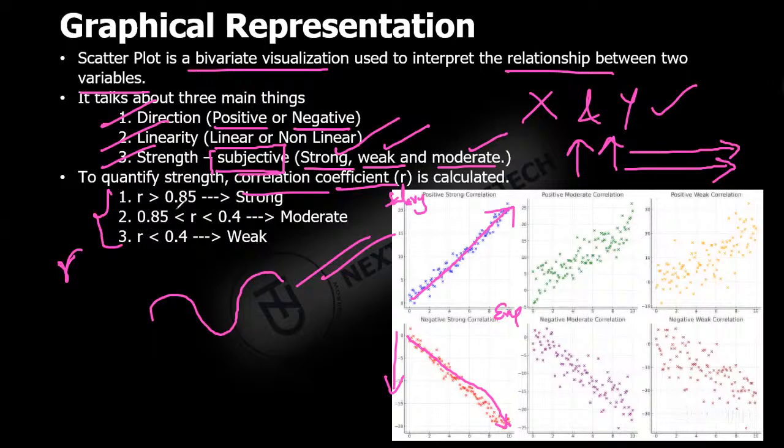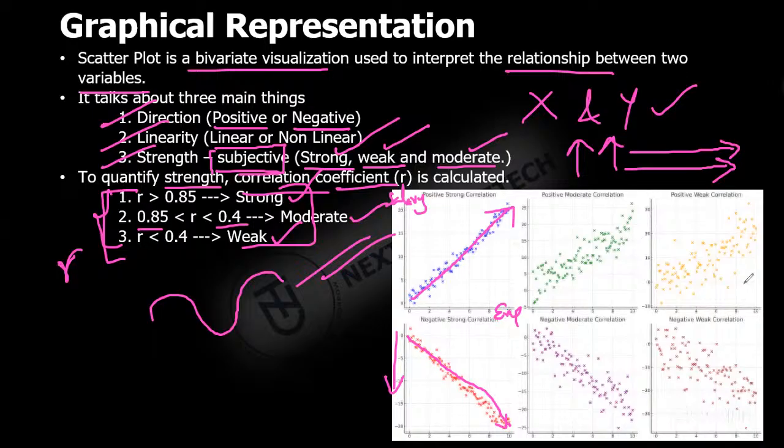If r is greater than 0.85, we say the strength is strong. If r is less than 0.4, we say strength is weak. If r is between 0.85 and 0.4, we say strength is moderate. So these are the thumb rules that statisticians have defined to quantify the strength between the variables. I hope it is making sense.